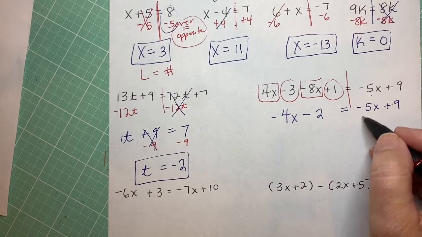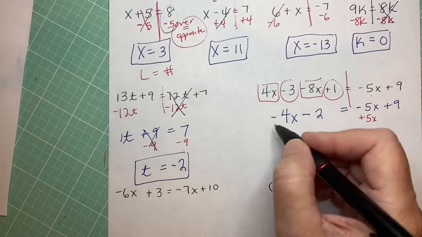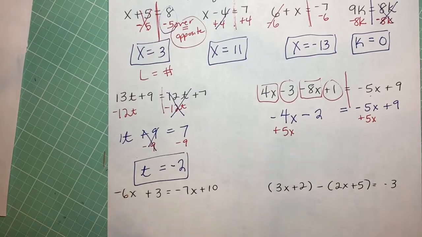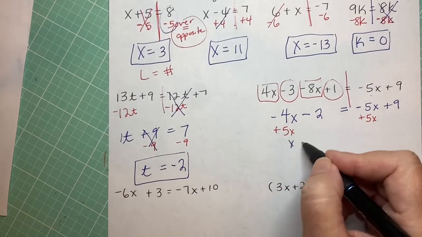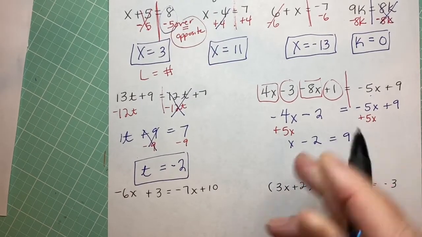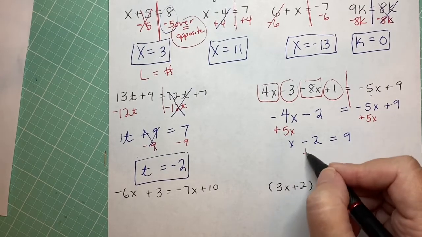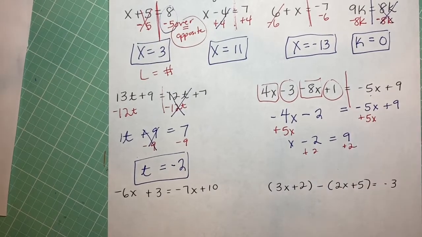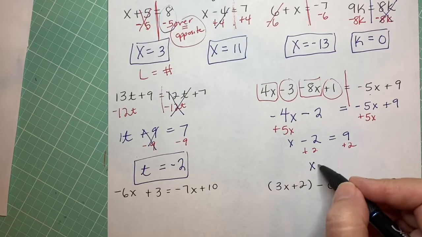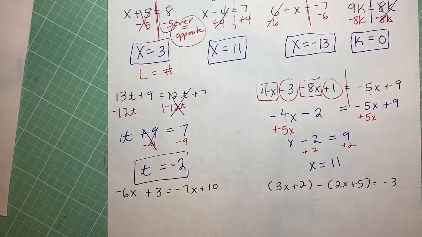And so now I'm going to move my letter to the left. Again, I'm going over the equal sign, so I do the opposite. And so that leaves me x minus 2 equals 9. And then I move my number to the right. And when I go over the equal sign, I do the opposite. So x equals 11. Letter left, number right.